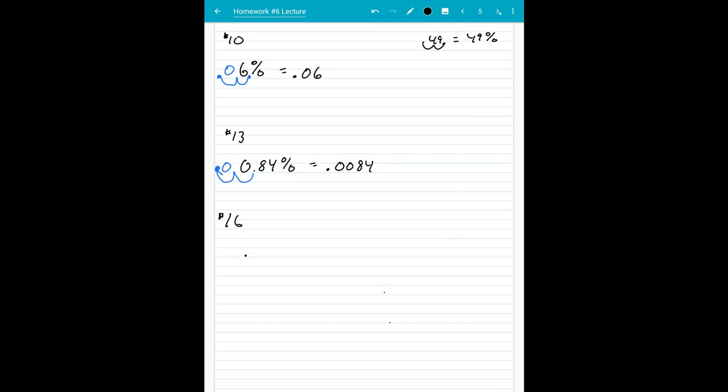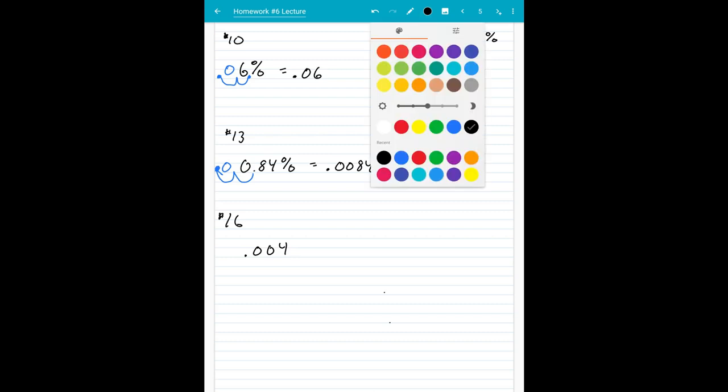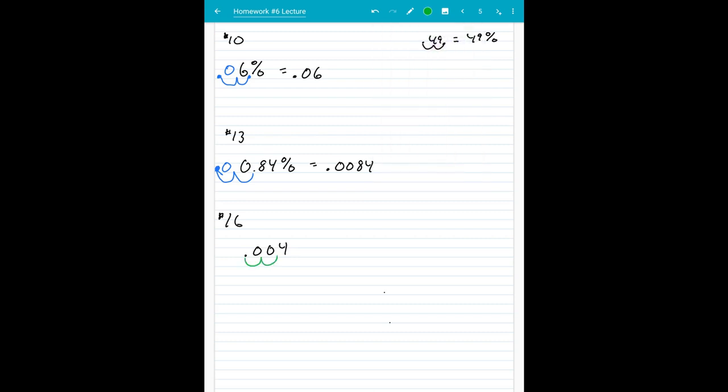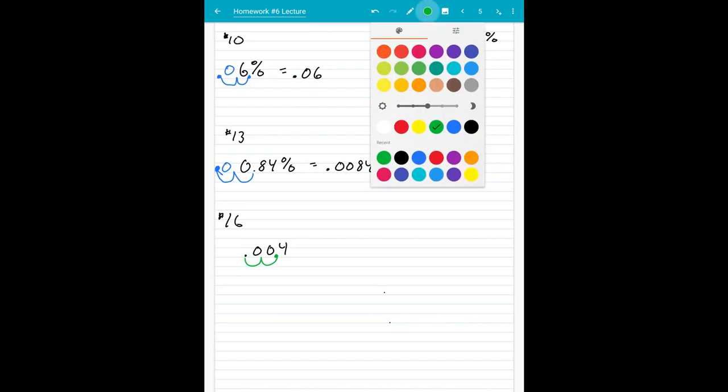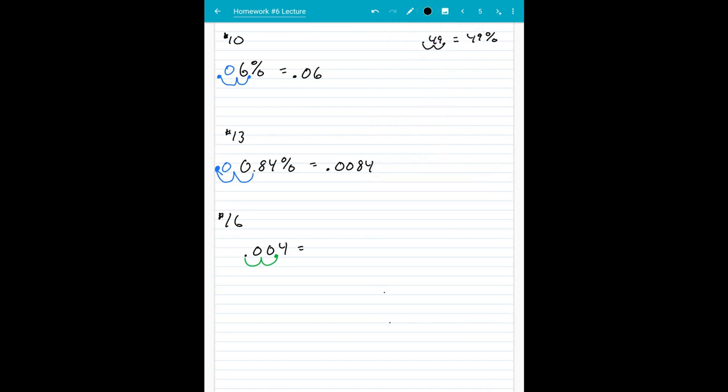This one says 0.004, and it wants us to change it to a percentage. So again, remember when you change it to a percentage, you have to move the decimal to the right twice, and that changes it to 0.4%. That's all there is to it. You really don't have to do anything else with it. So I'm not going to go over a lot of those percentage questions. I just want to do a couple examples.